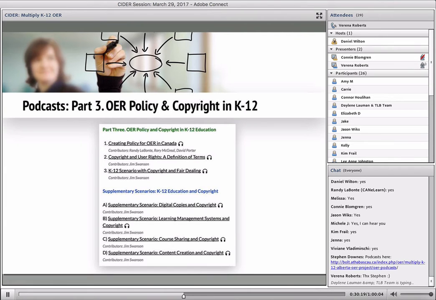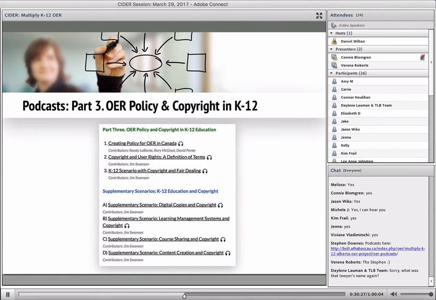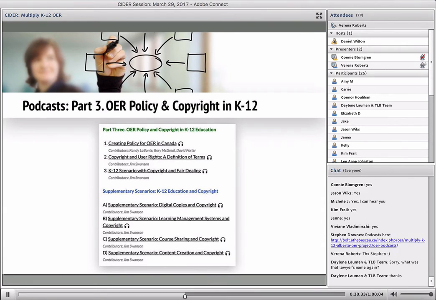And then at the bottom, I created, based on talking to some fellow teachers and some fellow OER advocates, some examples. His name is Jim Swanson. Sorry, Daylene, it's right on there. We created some contexts of examples of situations where teachers wouldn't know what to do. So we have a learning management example and a course sharing example.